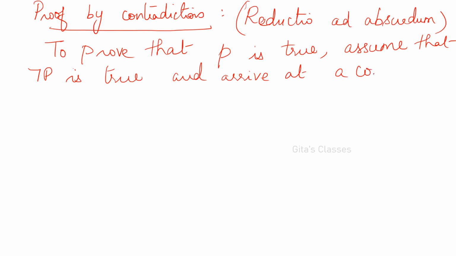Arrive at a contradiction. This is the method for proof by contradiction. So if you want to prove that P is true, assume that not P is true. Then you consider all the premises and arrive at a contradiction. Contradiction means what? P and not P, or Q and not Q, R and not R, anything, right? So let us see one example.